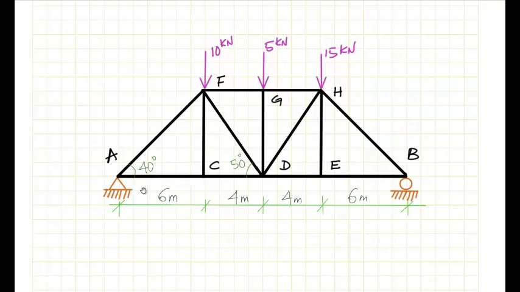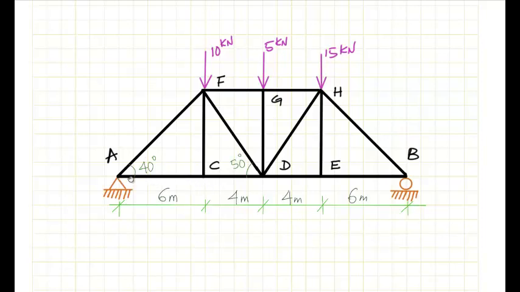Once we get the reactions done, we'll look for joints that have two unknowns or less, and this is valid for joint A and joint B, because each one has only two unknowns. This is known, this is unknown, and same thing goes for B. So we'll do each joint at a time sequentially.